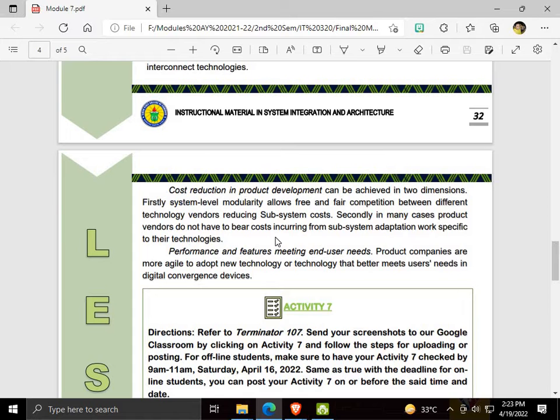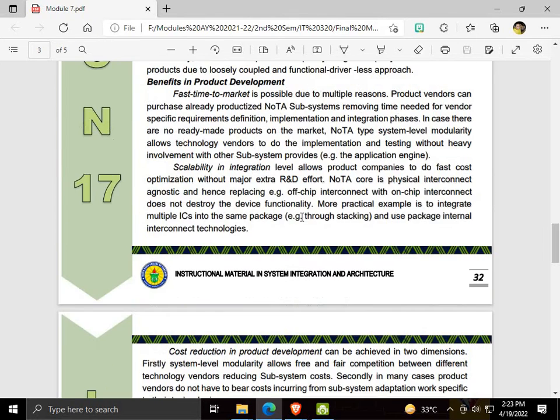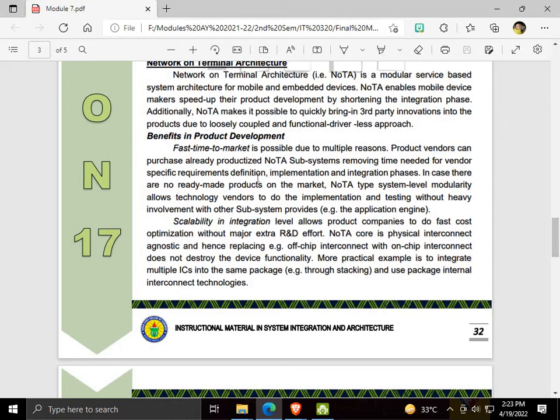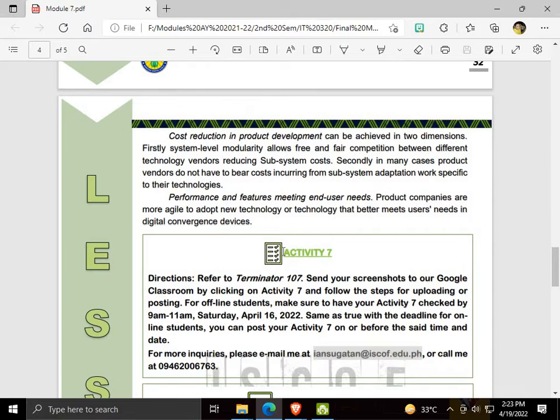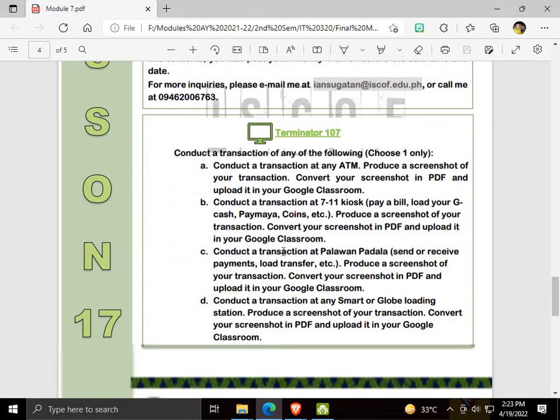So those are the things that we need to understand in terms of benefit in product development. Again, fast time to market, scalability in integration level, cost reduction in product development, and performance and features meeting user needs. So those are the things that you need to remember. Now let's go to your activity.